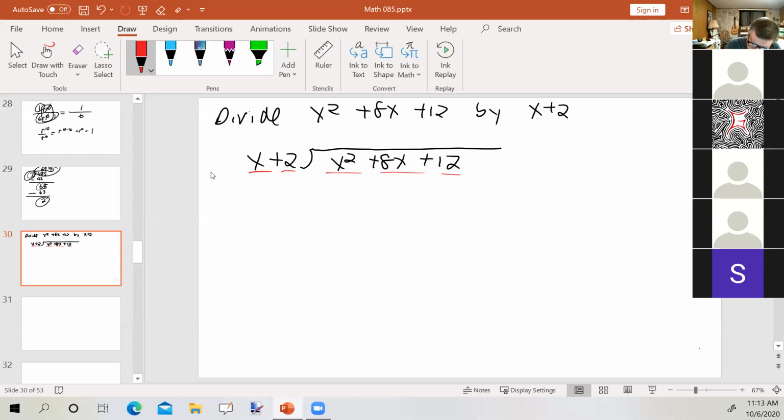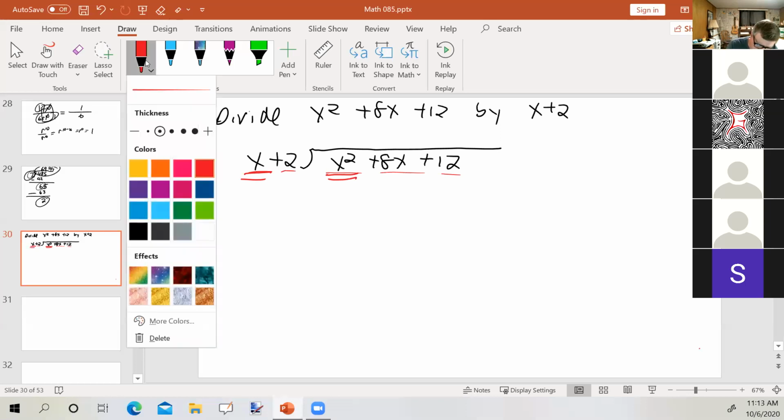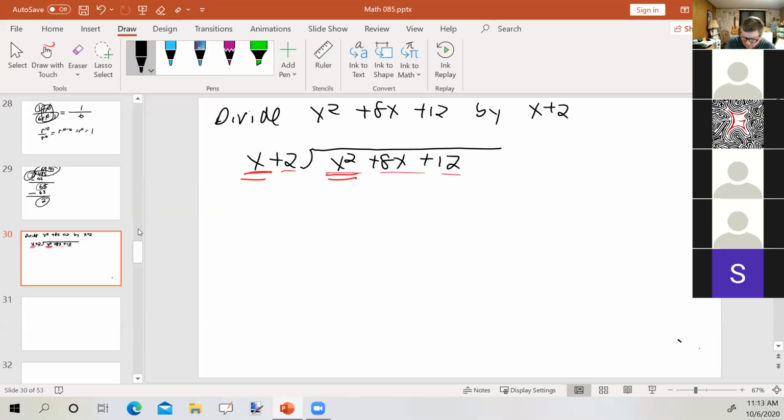Now, I'm going to focus on the leading term on the inside and the leading term on the outside, okay? I'm not going to focus on the whole thing, just the leading terms. And I'm going to take that leading term inside divided by the leading term outside. What is x squared divided by x? X. So I'm going to put that up there, okay, in the x column.